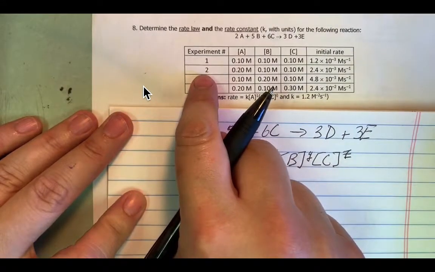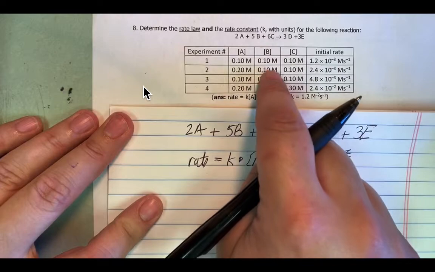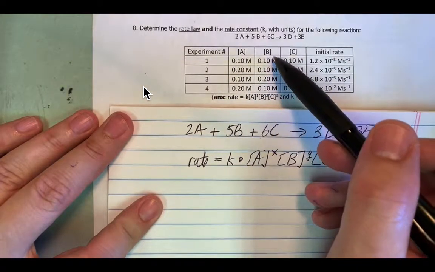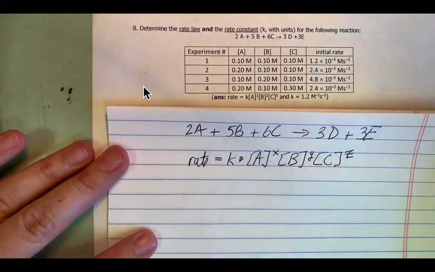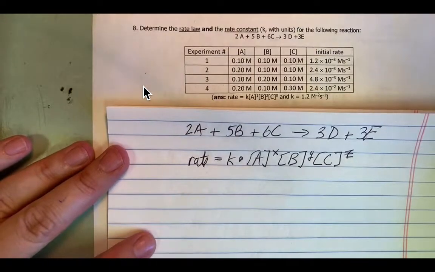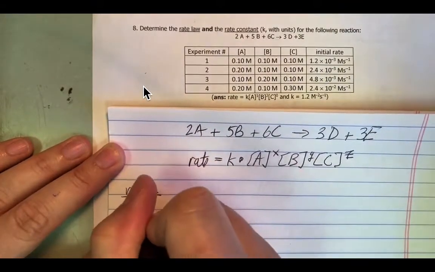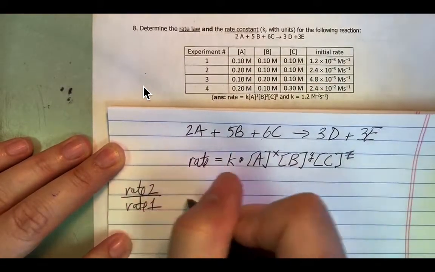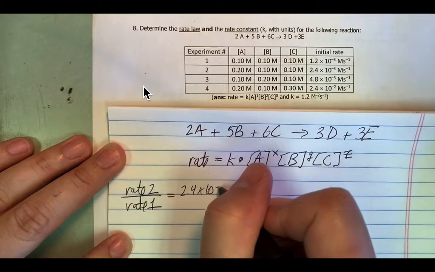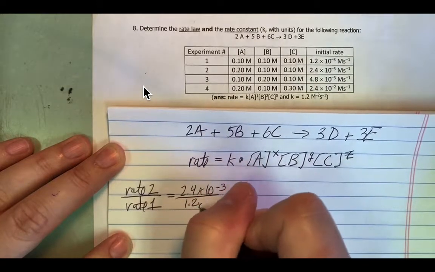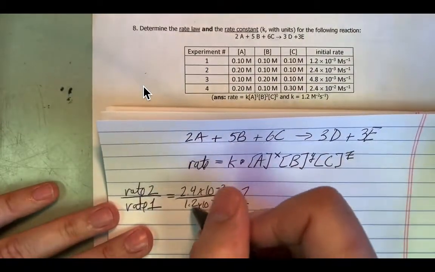So I'm going to take experiment 2 and experiment 3 here to try to figure out what X is. The reason I picked those is that the concentration of B and the concentration of C are the same, so only the concentration of A is changing. So that's the only one that can give me information about the value of X. Then rate 2 divided by rate 1 is equal to 2.4 times 10 to the minus 3 over 1.2 times 10 to the minus 3. Should be able to see pretty easily that's equal to 2, 2.4 divided by 1.2.